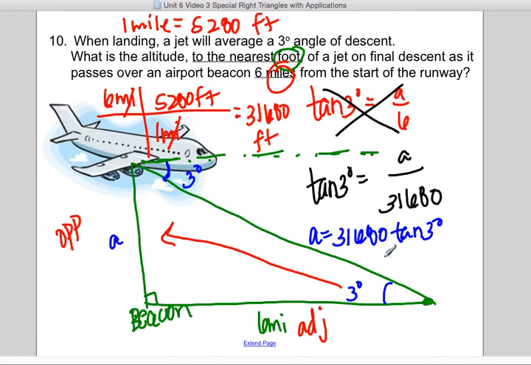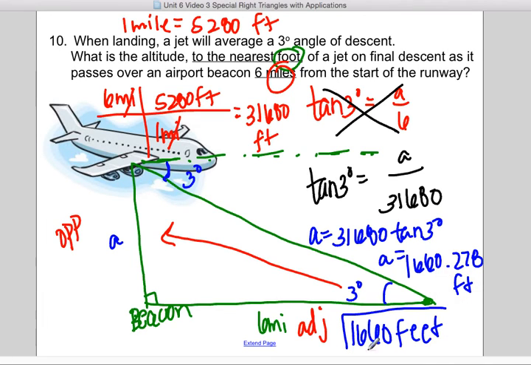And when you do that, you'll get that your altitude is 1660.278 feet. However, it says to the nearest foot. So this 2 tells me to stay the same. So they are 1,660 feet in the air. That is their altitude. That would be your answer for that one. Okay, so be careful about things like feet and miles so you change them to be the proper thing.